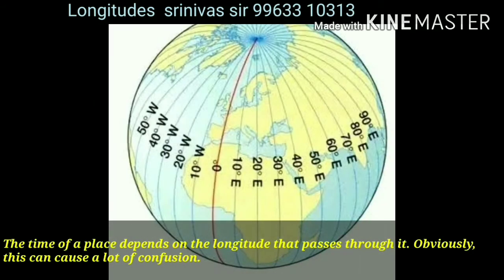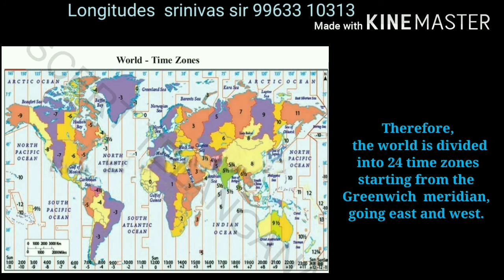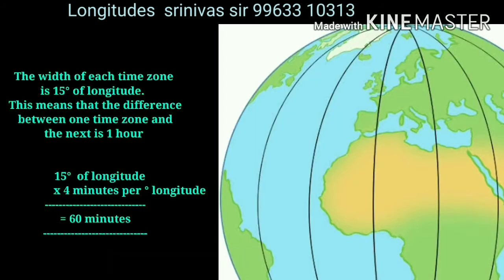The time of a place depends on the longitude that passes through it. Obviously, this can cause a lot of confusion. Therefore, the world is divided into 24 time zones starting from the Greenwich meridian going east and west. The width of each time zone is 15 degrees of longitude. This means that the difference between one time zone and the next is 1 hour, as we discussed.